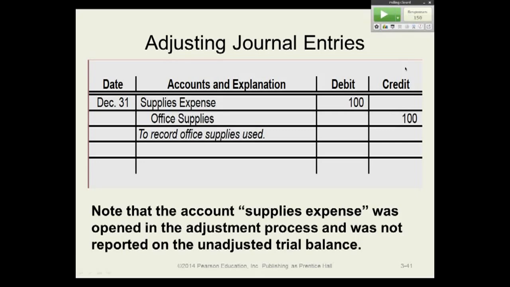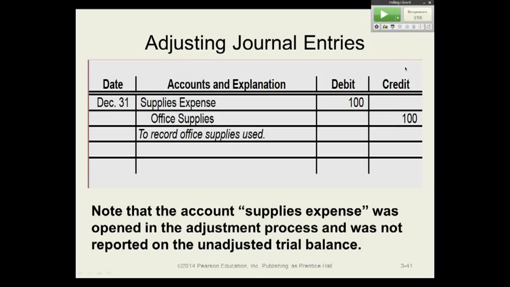Go back, and again, the course always builds. If you remember way back in Chapter 2, one of the first learning objectives was the chart of accounts. In the chart of accounts, you could have a supplies expense, but you didn't use it yet. You're using it right now. So supplies expense is opened up in the adjusting process, and we credit the office supplies. So now, when you credit the office supplies, the balance is $400.